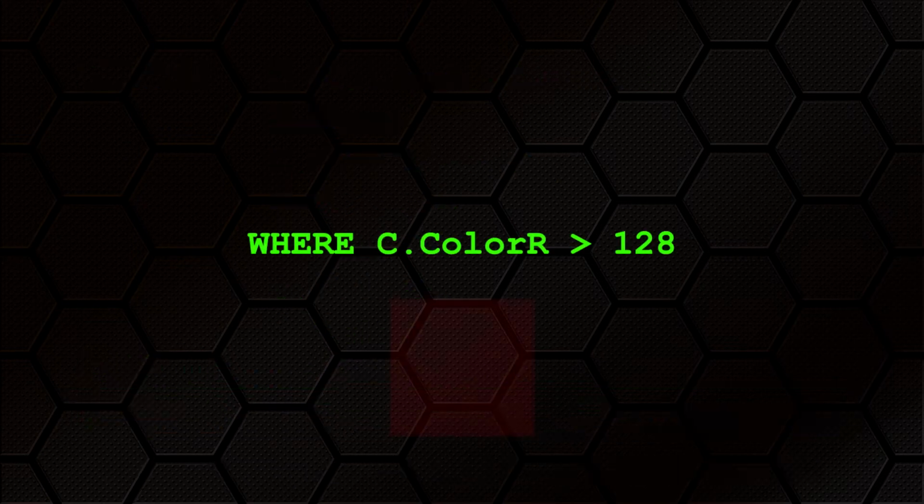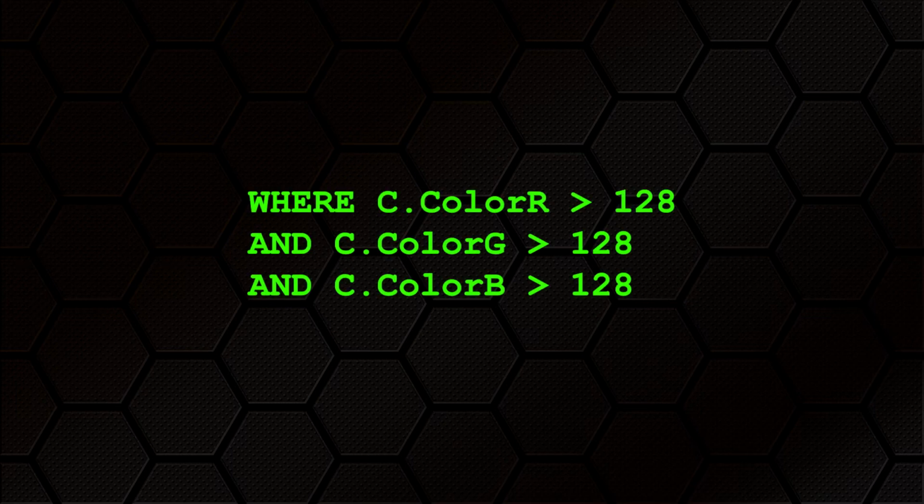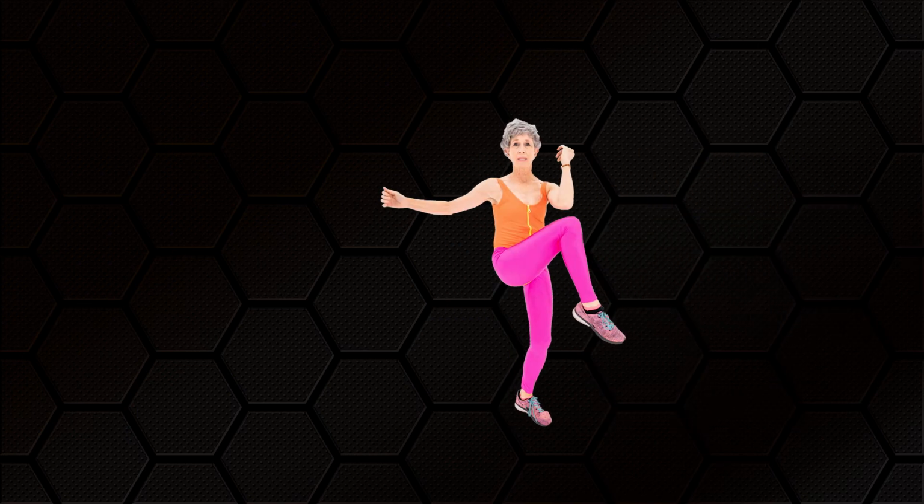But we could do other things like where c.color_r is greater than 128, or combine filters together such as only return rows where the color is bright by saying where c.color_r is greater than 128 and c.color_g is greater than 128 and c.color_b is greater than 128. There are many useful techniques with SQL for retrieving data and ordering or grouping it in a way that can save us time as programmers later on.